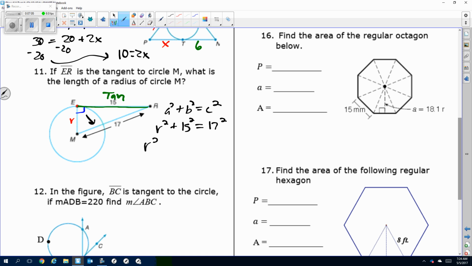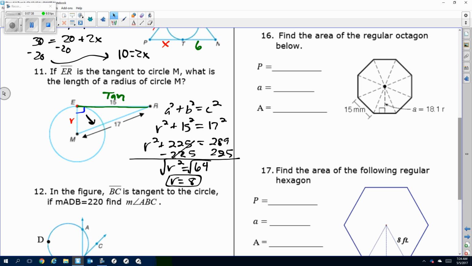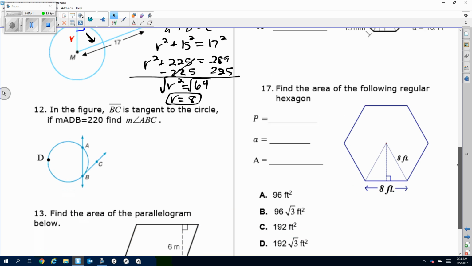So R squared plus 225 equals 17 squared, which is 289, and then we subtract to get R by itself. Minus the 225. So R squared equals 64, and then we take the square root, don't forget that. So R equals 8. That was how we worked that. The Pythagorean theorem, you're going to see for the remainder of the semester and on your semester exam.